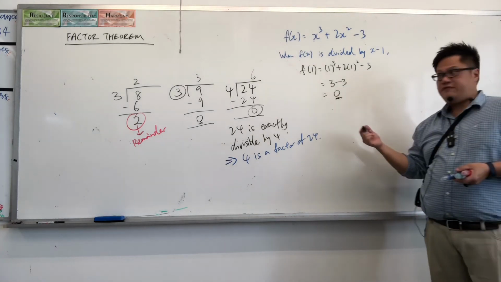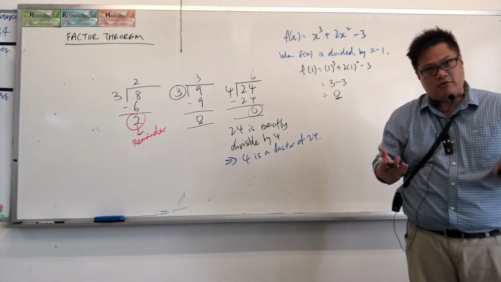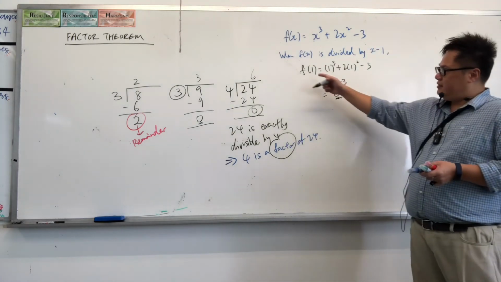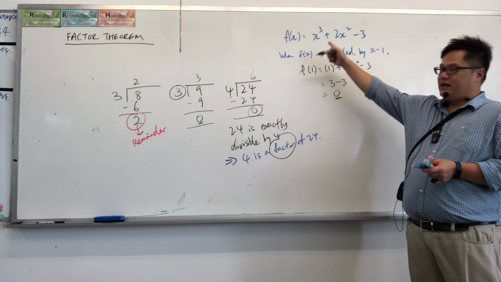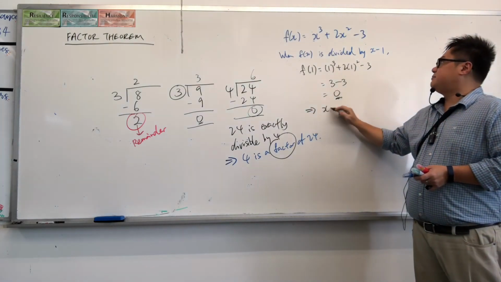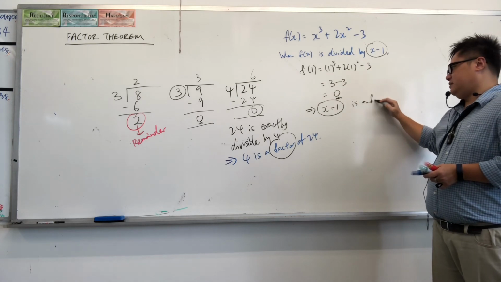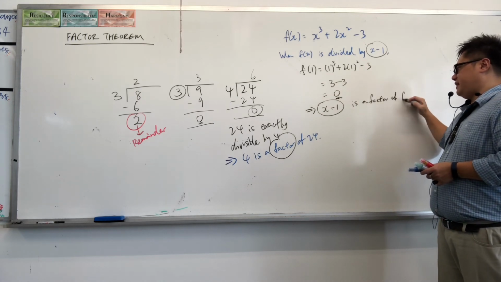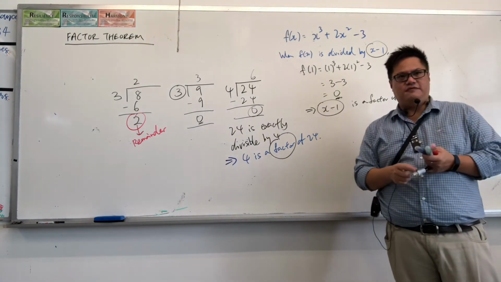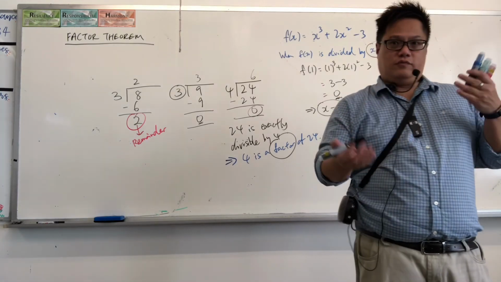This is the only difference. For factor theorem, your remainder is always 0. Why is it always 0? Because it is a factor. So when you plug 1 inside, f(x) equals 0, this tells you that x minus 1 is a factor of f(x). Okay? So that is your factor theorem.